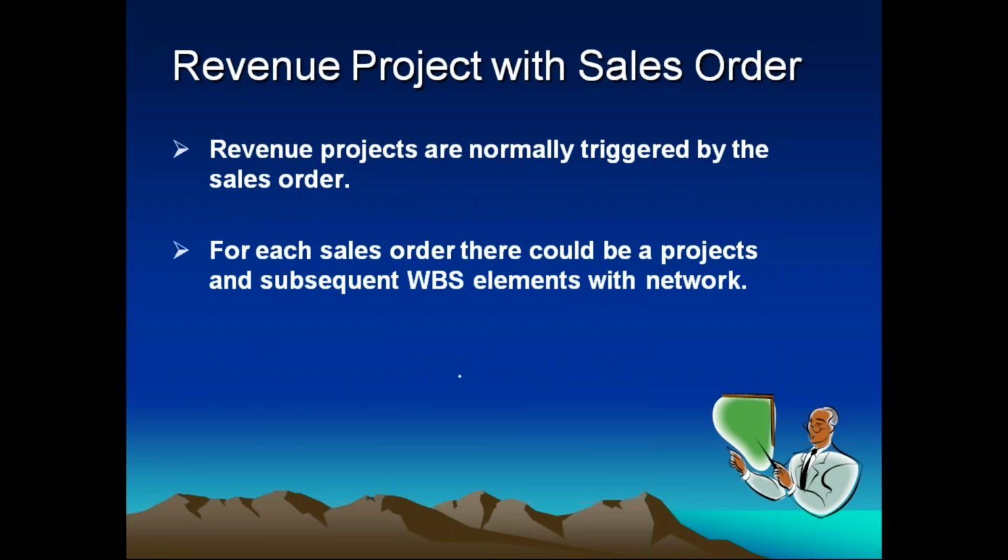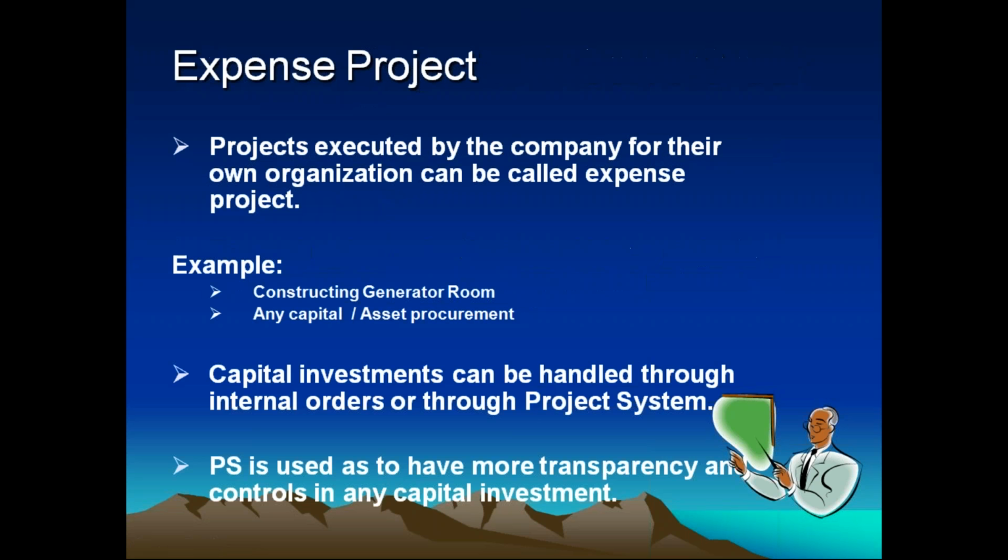Revenue projects come with a sales order. After getting a sales order only we will start this project. Sales order means you are getting a request from the customer to build or construct something. Revenue projects are normally triggered by your sales order. For each sales order there will be a project and subsequent WBS elements with a network. What is a WBS element? What is a network? We are going to discuss that in the next 10 minutes. These are part of your project system organization. So this is how we can classify revenue projects.